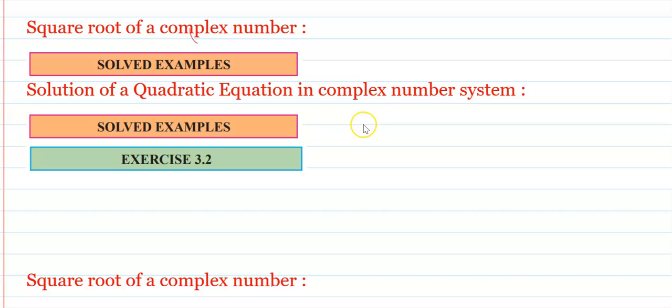आता प्रकरण 3 आपण सुरू केलेलं आहे. प्रकरण 3 मध्ये देखील एक्सरसाइज 3.1 पूर्ण केलेला आहे. आता या व्हिडिओमध्ये मी स्क्वेअर रूट ऑफ ए कॉम्प्लेक्स नंबर, त्यावर डिपेंडिंग असणारी सर्व सॉल्व्ड एक्झाम्पल्स, नेक्स्ट सोल्युशन ऑफ ए क्वाड्रॅटिक इक्वेशन इन कॉम्प्लेक्स नंबर सिस्टम, and then we'll solve all the solved examples, and lastly I will take the exercise 3.2. Exercise 3.2 मधले सर्व examples मी या व्हिडिओमध्ये कंप्लीट करणार आहे. Now let us start.